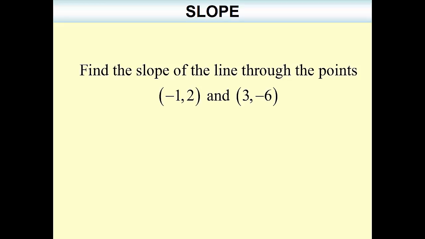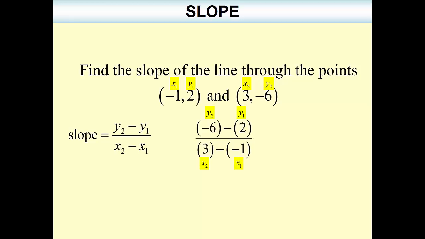If we want to find the slope through these 2 points, we label the one on the left, x1 and y1, label the one on the right, x2 and y2. We take the slope formula off of the formula sheet and fill in. Now in the top, we've got -6 minus 2, which is -8, and in the bottom, 3 minus -1, or 3 plus 1. And -8 divided by 4 is -2.